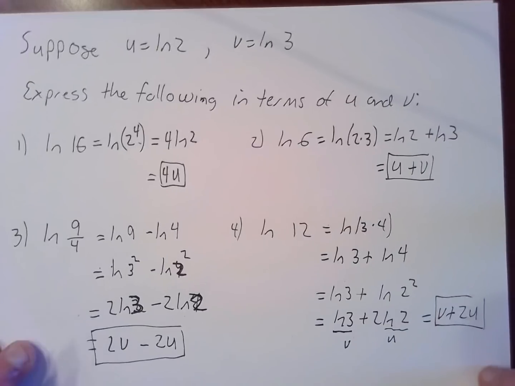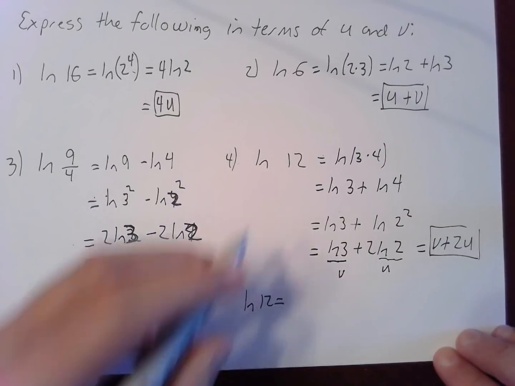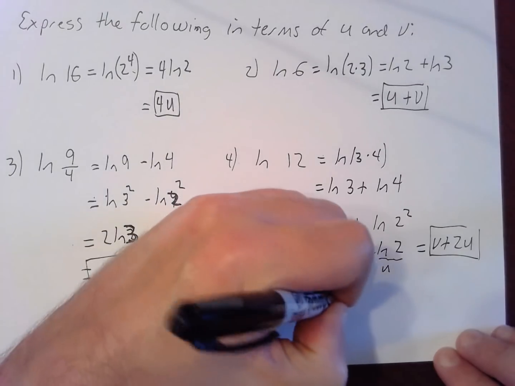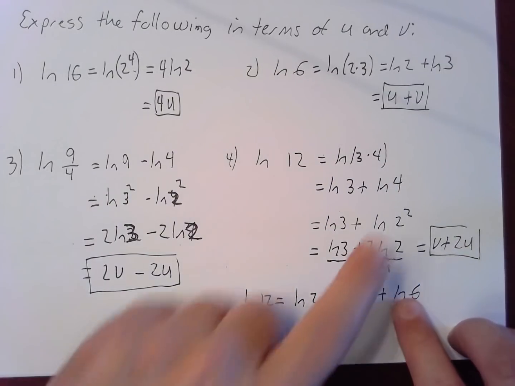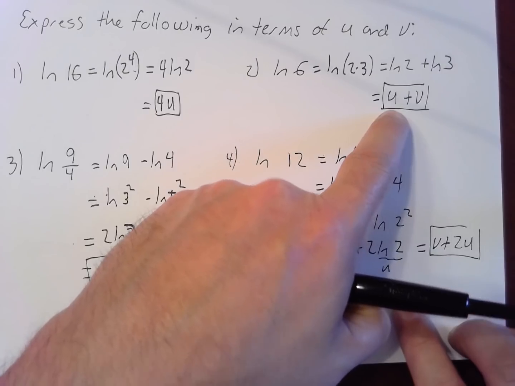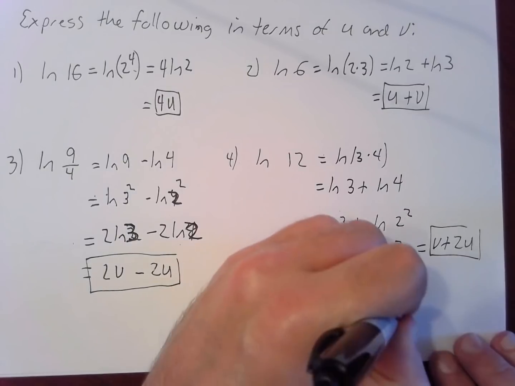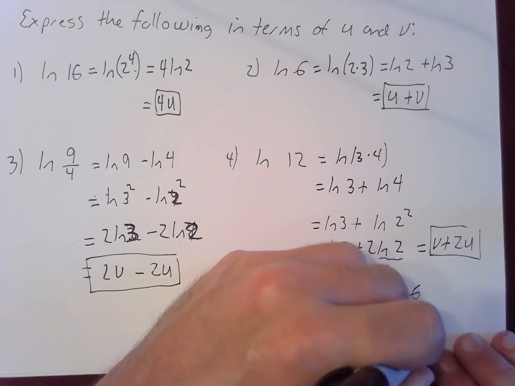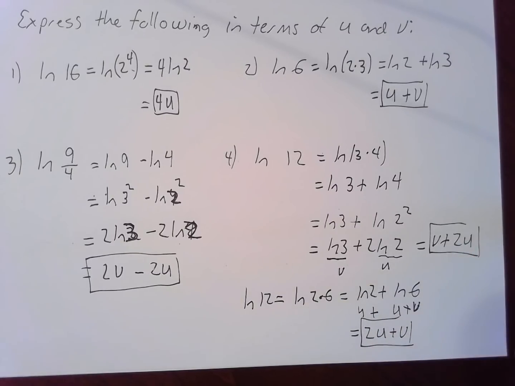But wait a minute, you're thinking, hold on. What if instead I said 12 is 2 times 6? Okay. Then that would be ln of 2 plus ln of 6. We've already done ln of 6. It's right here. ln of 6 was u plus v. ln of 2 is another u, so I get a u plus a u plus v, which is twice u plus a v. Same thing. Are those the same? The order's different. Yes, of course they're the same. Addition is commutative. Okay, that is logs.